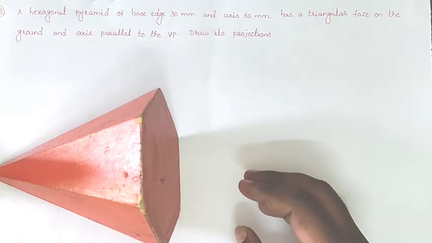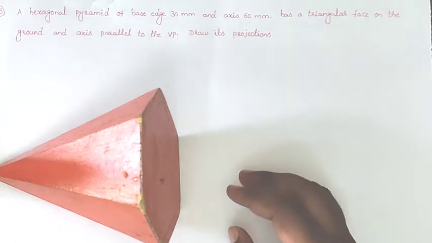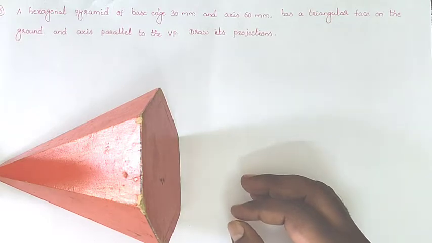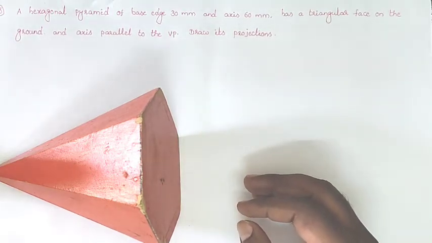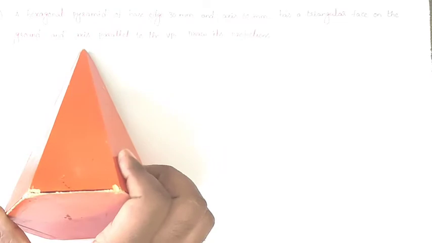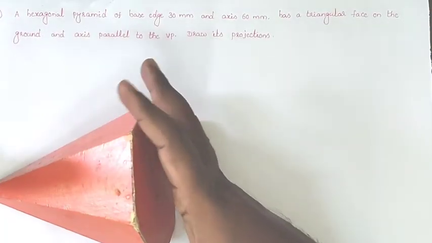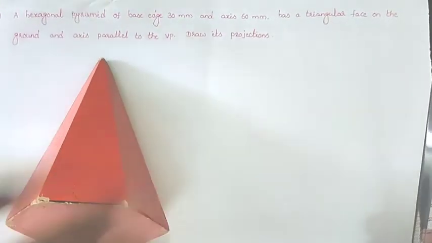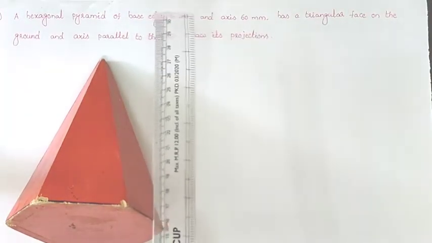When the triangle face is on the ground, in this position what they are asking is that the axis is clearly given as parallel to the VP. Axis is parallel to the VP and draw its projection. So this is also one of the examples. You can tilt it like that. So axis parallel, not this direction. Whenever you place this one like that, the axis is perpendicular to VP. So when the triangle face is on the ground, you can tilt it like that. So this is the diagram.